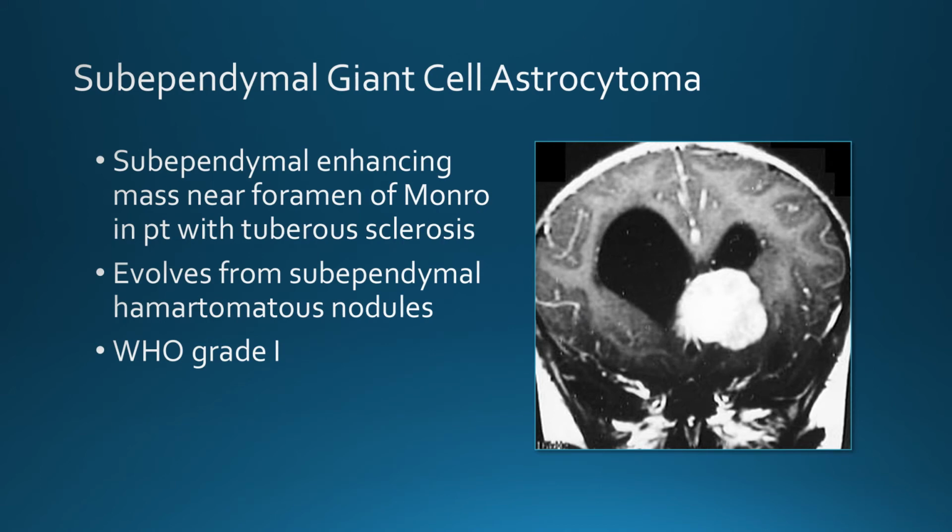So typically this is an enhancing mass near the foramen of Monro. All the patients have tuberous sclerosis, and these evolve from subependymal hamartomatous nodules. They're WHO grade 1.